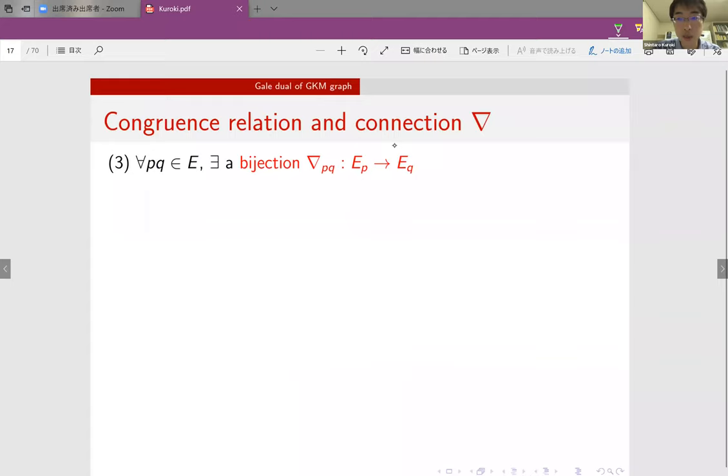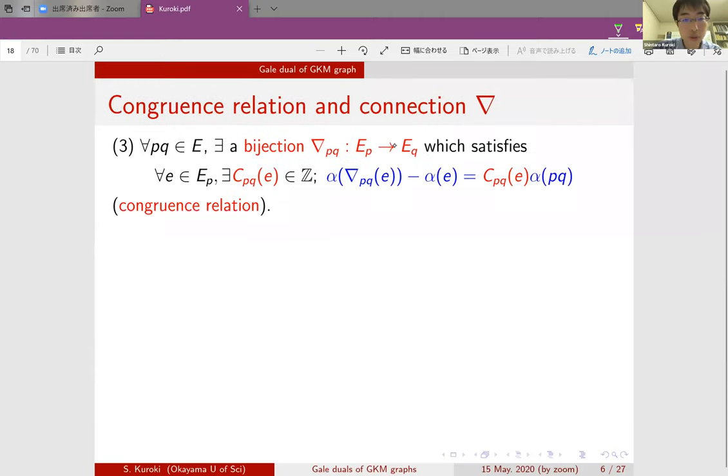And the final condition, I think, is the most important condition in the GKM graph. So let's read it. For any edge pq connecting two vertices p and q, there exists a bijective map nabla(pq) from E_p to E_q. Since this is an m-valent graph, the outgoing edges from p and from q are both exactly m edges, so there is a set-theoretical bijective map between them. Then this map satisfies the following condition, called the congruence relation. If you take any edge e from E_p, there is an integer, say c(pq)(e), which satisfies this condition. This is called the congruence relation.